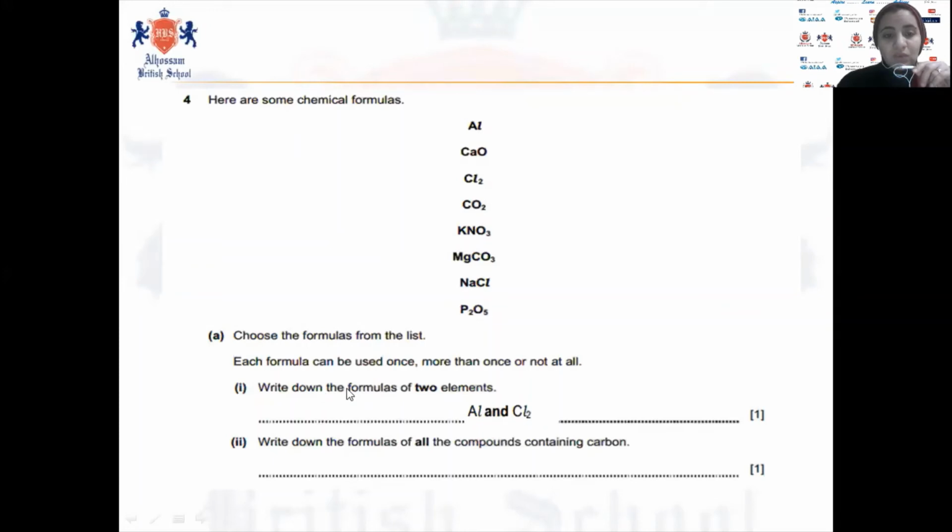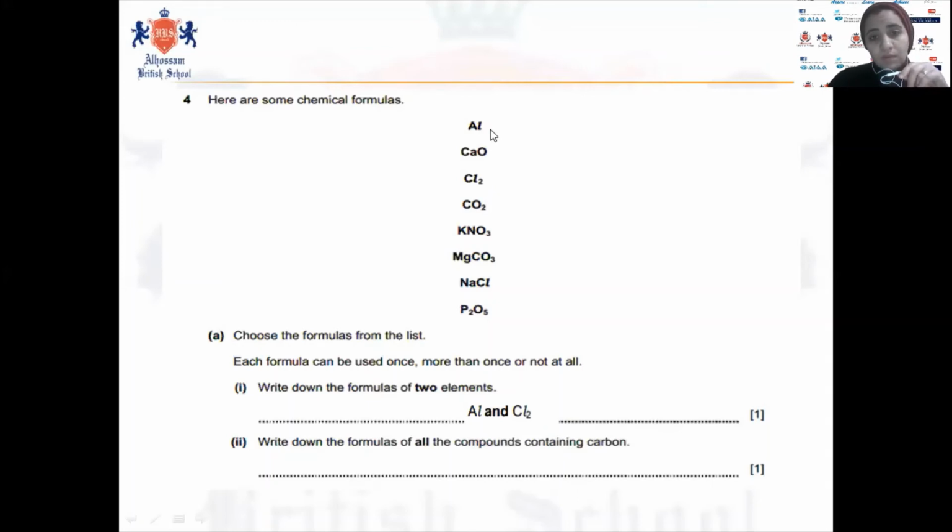Muhammad, he asked to write down the formula of two elements, not compounds. Now, you understand the question: to write the compound which contains two elements. The two elements are aluminium and chlorine, okay? No, miss, but aluminium is one element. Yes, he asked you to write down two elements in this list. Oh, yes, okay. The list contains some elements and some compounds. Yes, okay. No problem. Write down the formulas of all compounds containing carbon.